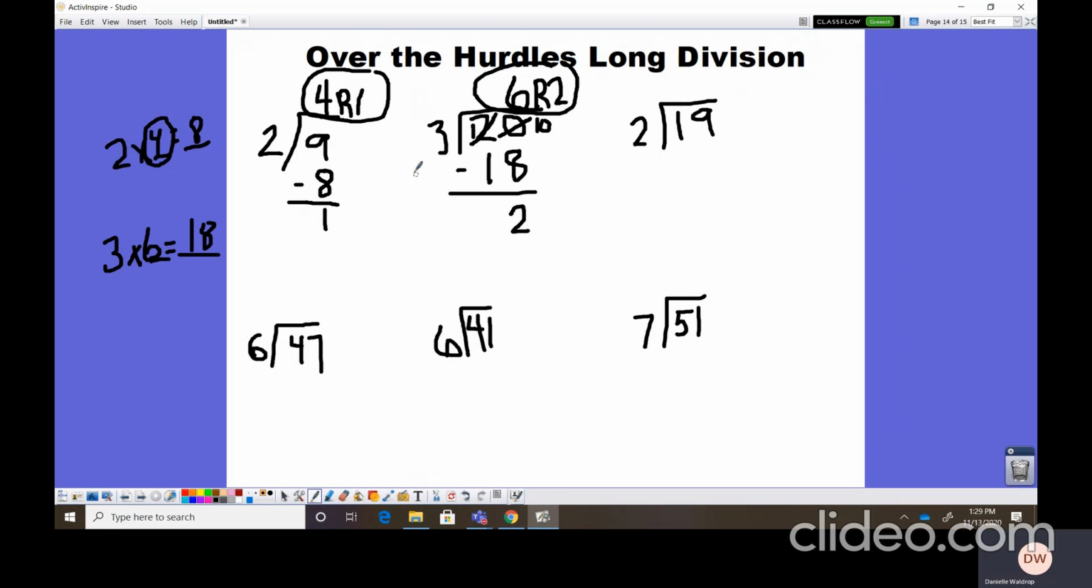This means that I can have 3 groups of 6 and 2 left over. Okay? That means I have 6 plus 6 plus 6. That would give me 18. And then those 2 left over.